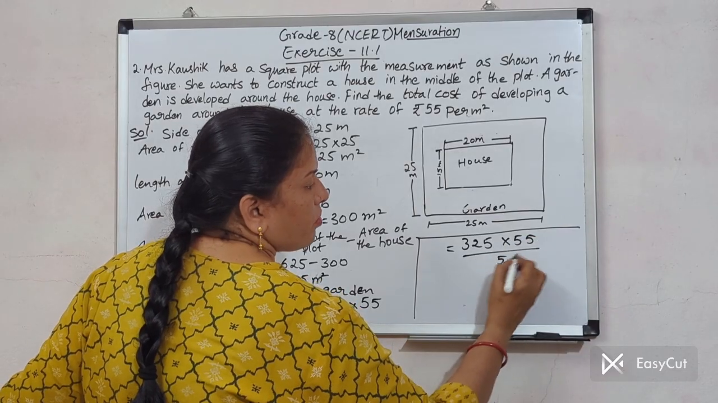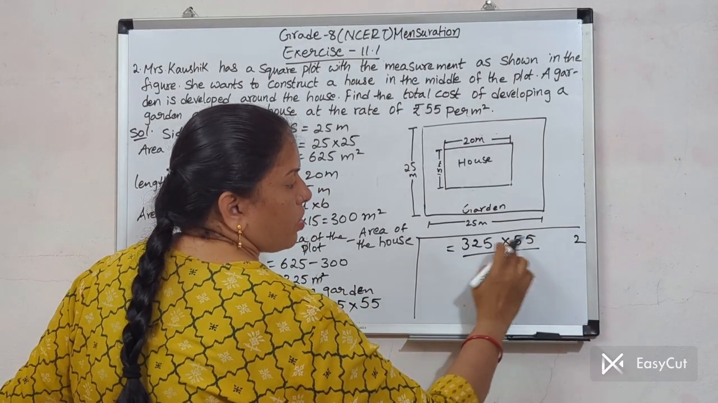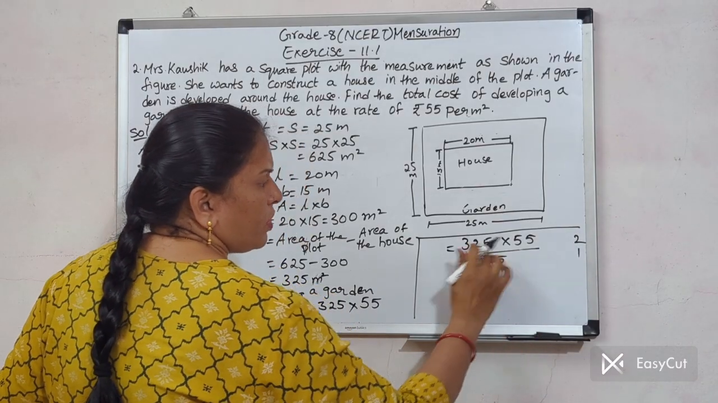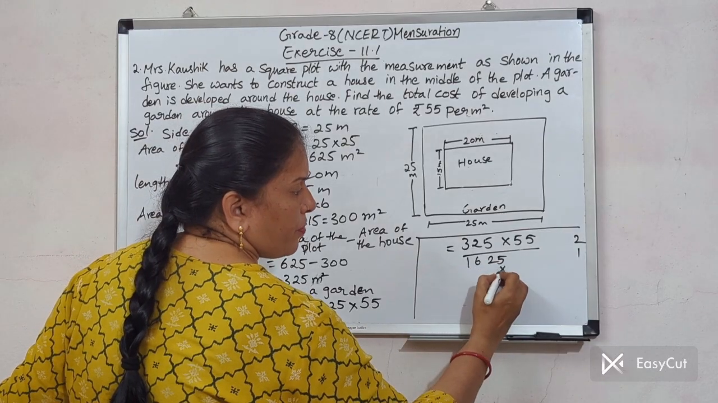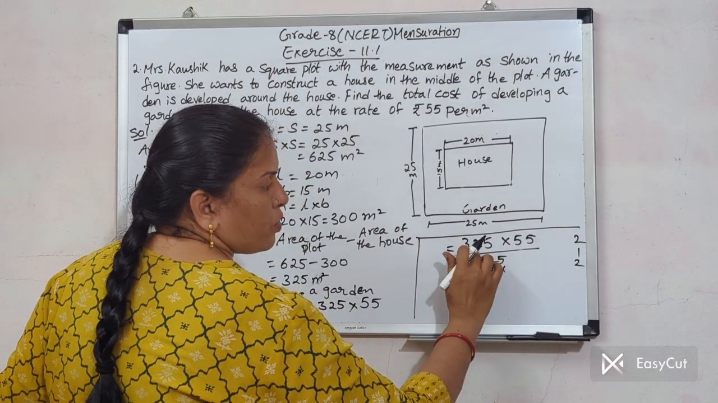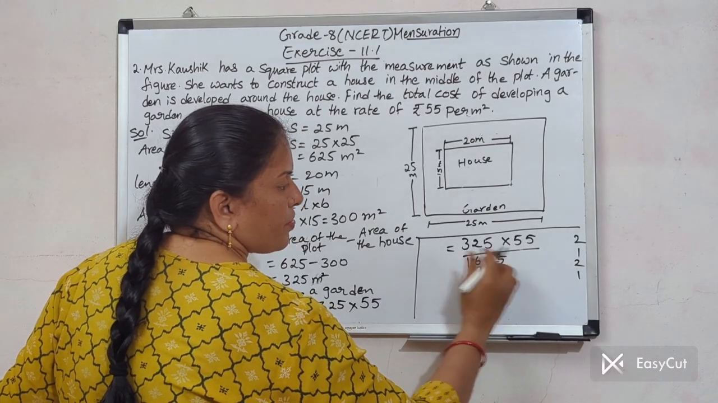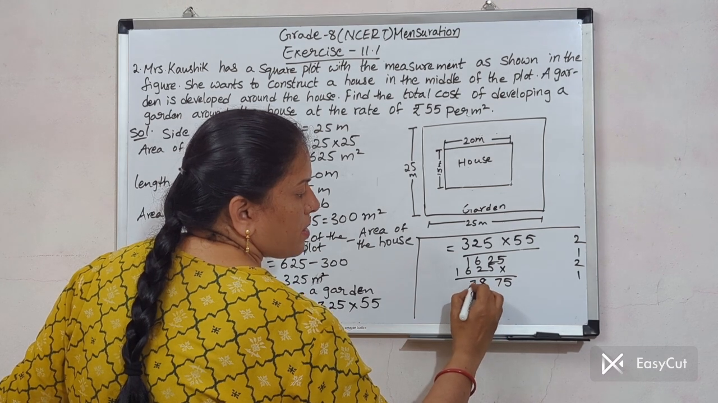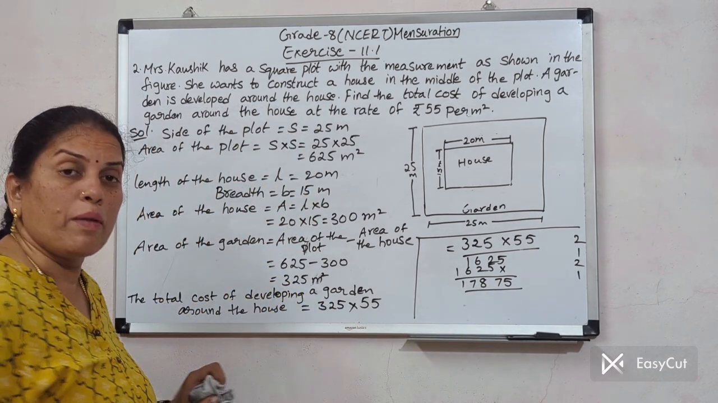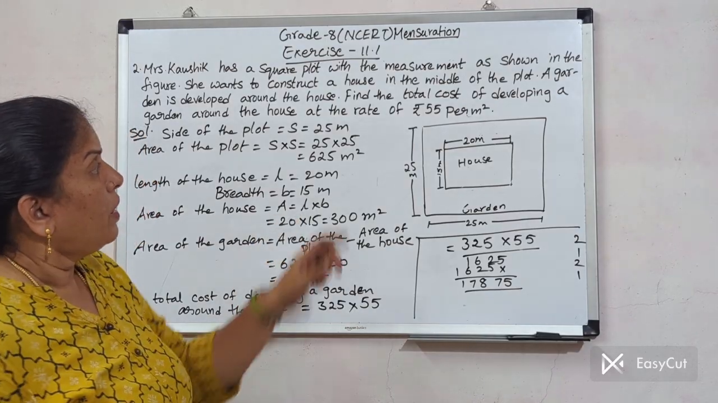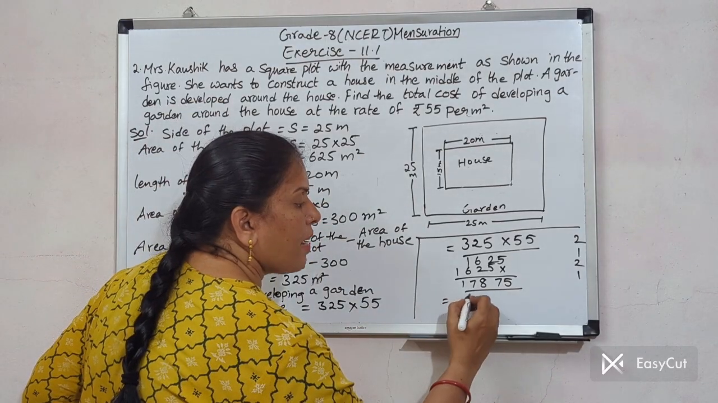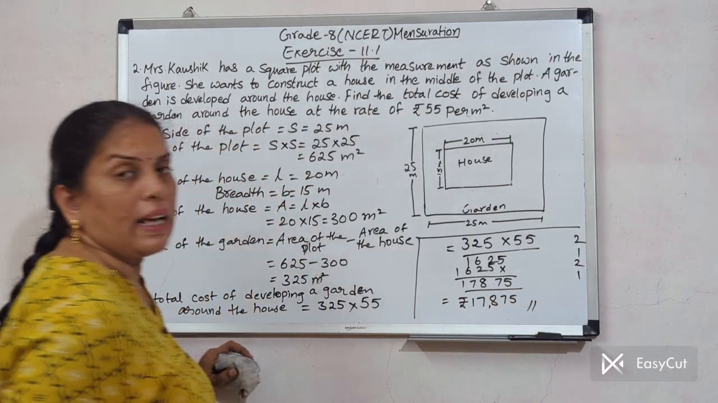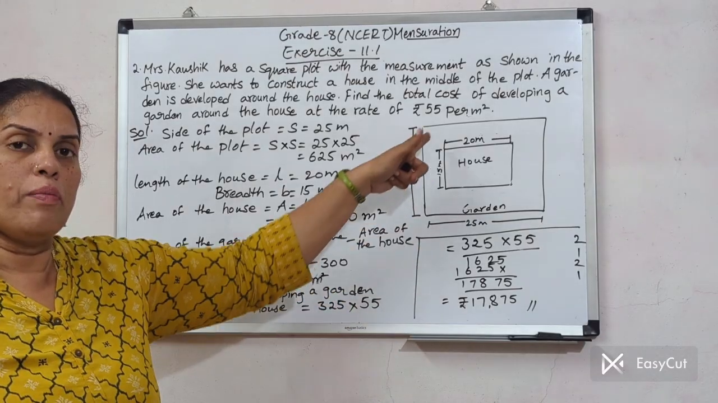5 5s are 25, 5 2s are 10, 10 plus 2 is 12. 5 3s are 15, 15 plus 1 is 16. Then again 5 5s are 25, 5 2s are 10, 12, 5 3s are 15, 16. So we get 17,875. That means the amount they require to develop the garden is 17,875 rupees. Like this we must find out how much amount is required.